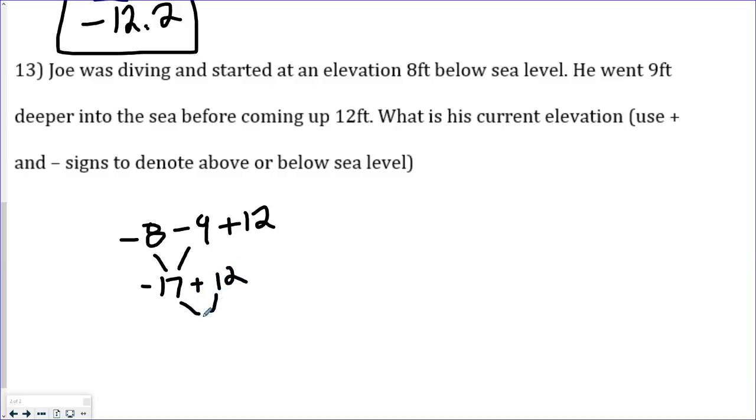And then negative 17 plus 12, because they are opposite signs, it's actually going to be like subtraction, and we get negative 5. So currently he is 5 feet below sea level at his current location there, because he started 8 feet down, he went 9 more feet down, so that gets him to negative 17, and then he comes back up for 12 feet, which is where we get the negative 5 from.